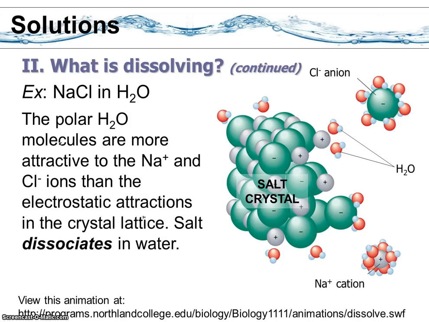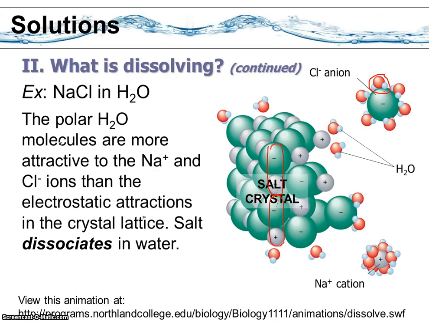This is an example of dissociation. If you dropped a salt crystal into water, the salt crystal would be made of many ionic bonds between sodium and chlorine. Here's another sodium and chlorine. And then there's the electrostatic attraction between the individual molecules. So what happens is that water molecules, because they are polar, are going to be attracted to the positive and the negative ions that are in the crystal.